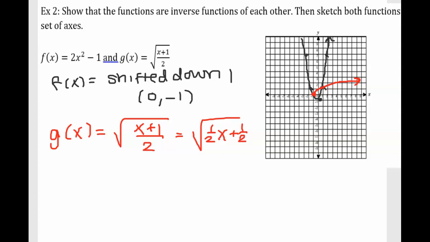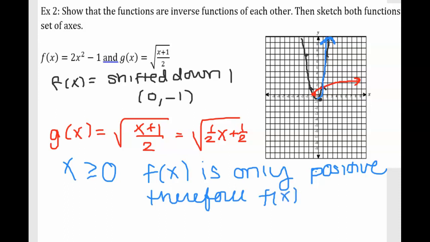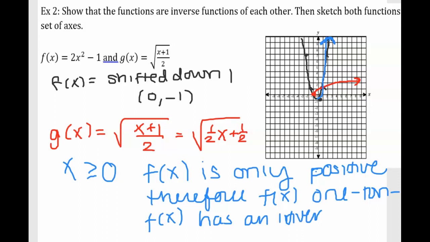So we'll leave that on, and we'll use blue to show that if we restrict the domain of f of x such that f of x is only positive, therefore making f of x 1-to-1, and by making f of x 1-to-1, f of x has an inverse. And in this case, that inverse is g of x.